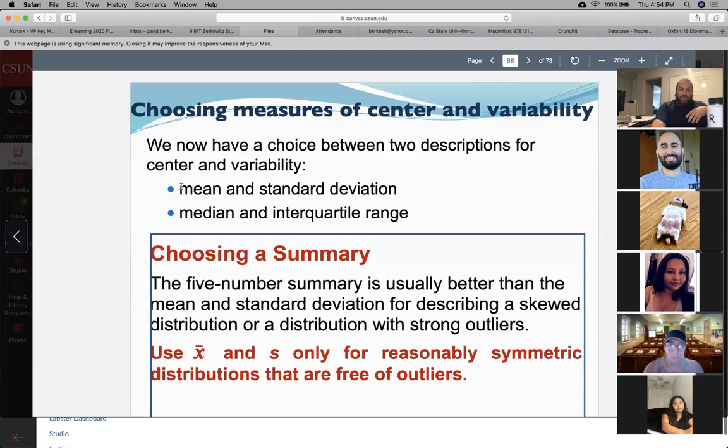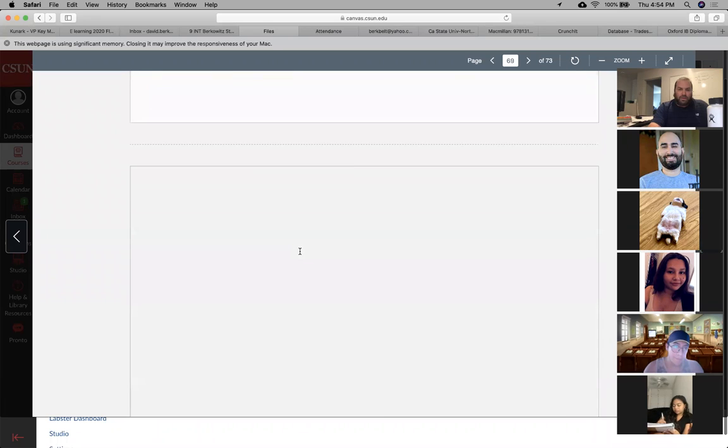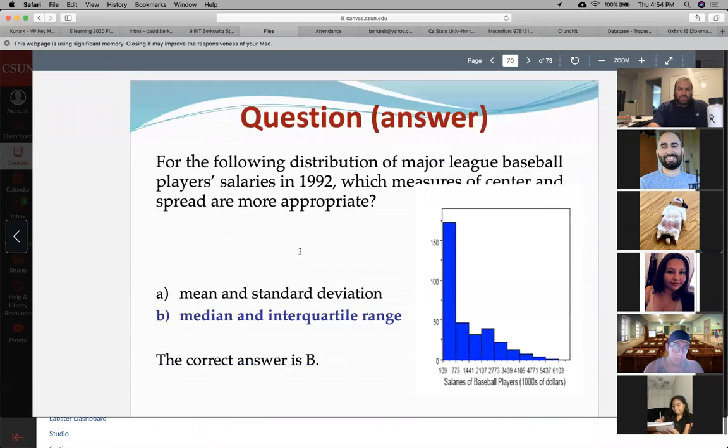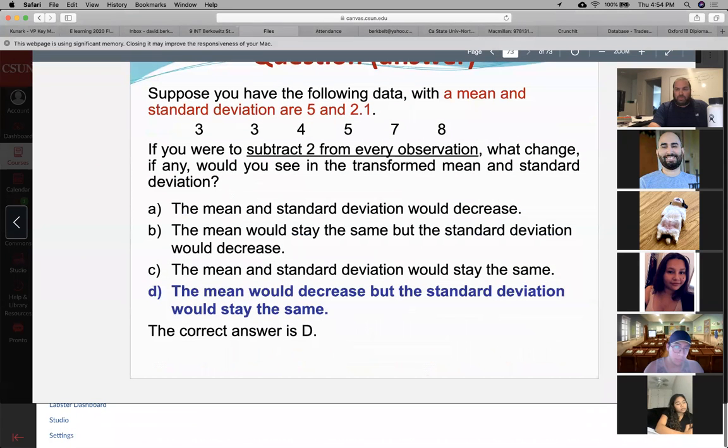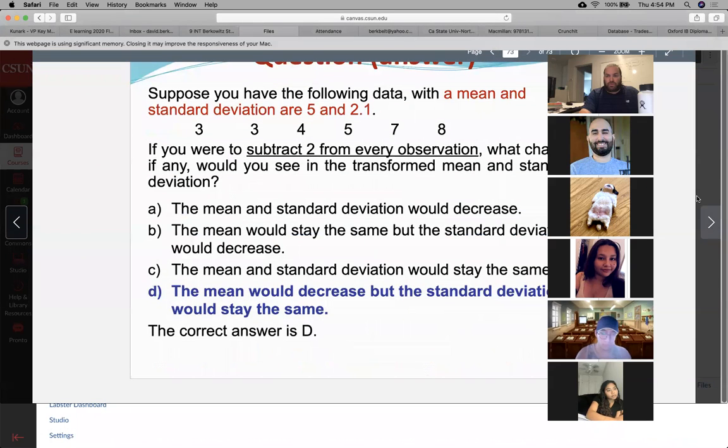Right, so how do you pick? We talked about that. Mean goes with the standard deviation, and median goes with the IQR. Median for skewed and outliers, mean for symmetric and no outliers. Question. And we're done with that one. Any questions on that PowerPoint?